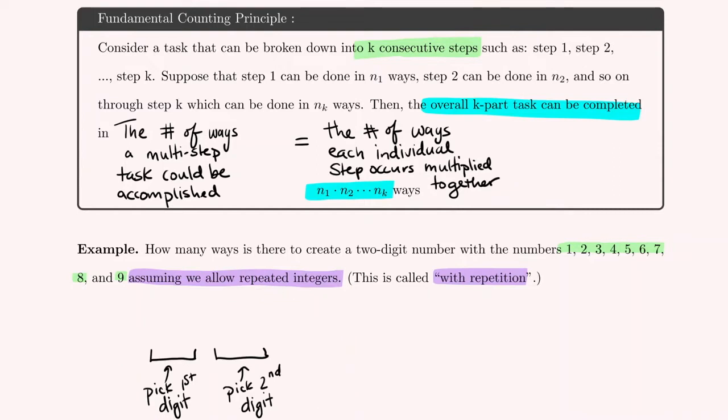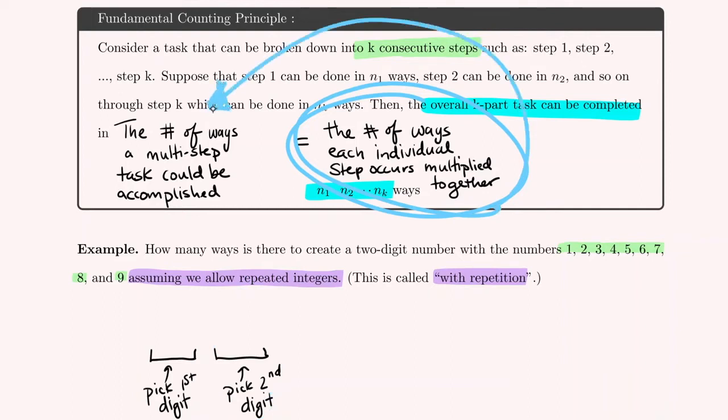We just learned that the number of ways to do a multi-step task is the number of ways the individual steps occur multiplied together. So if I can figure out how many ways I could pick my first digit, and then how many ways I could pick my second digit, then this rule tells me if I multiply those two things together, I will have solved the overall problem.